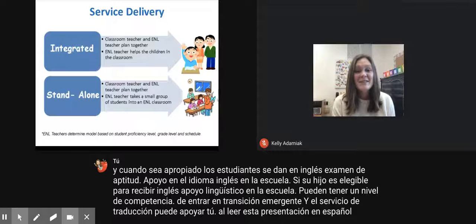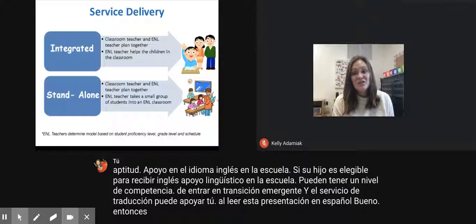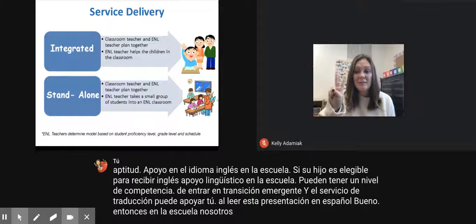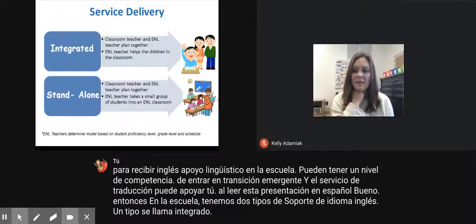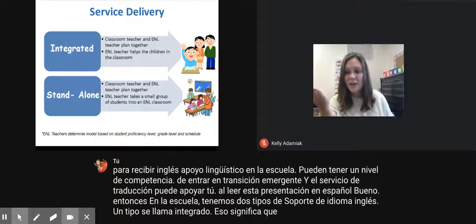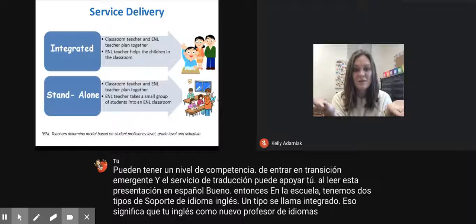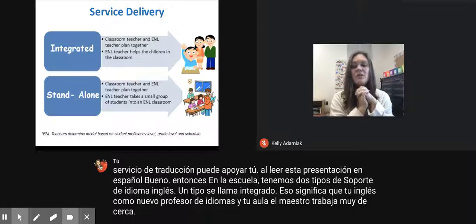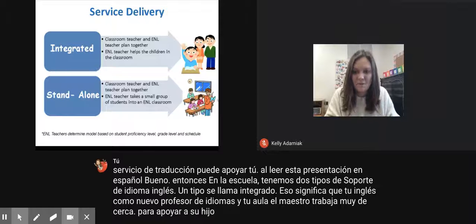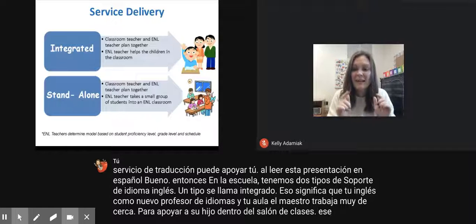Okay, so at school, we have two types of English language support. One type is called integrated. That means that your English as a New Language teacher and your classroom teacher work very closely together to support your child inside the classroom. That means that they receive English language support inside their classroom.